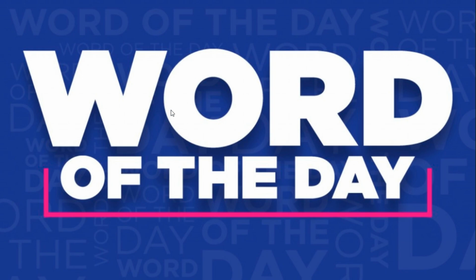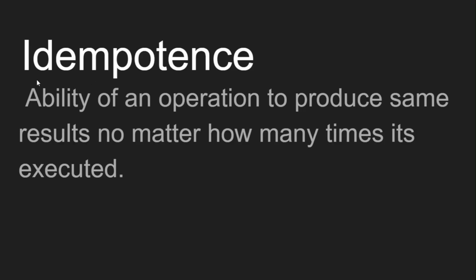Let's go on to word of the day. And the word of the day is idempotence. Basically, idempotence is the ability of an operation to produce the same results no matter how many times it's executed. Idempotence is literally the opposite of intermittent, where it happens, it doesn't happen consistently. It happens on a periodic basis. Idempotence is 1 plus 1 is 2.